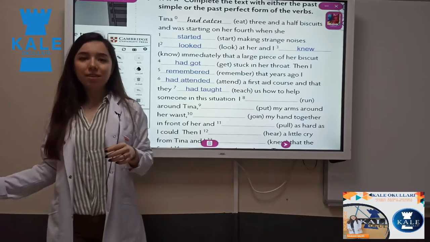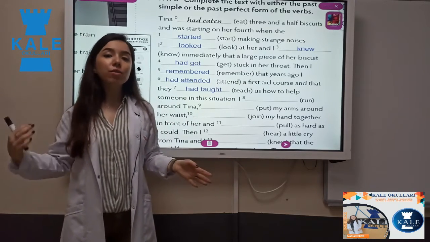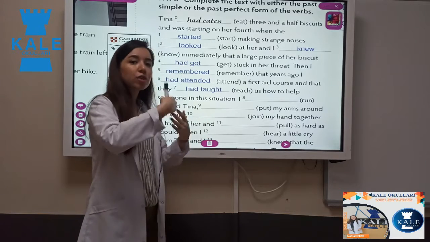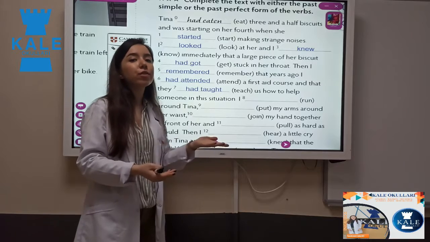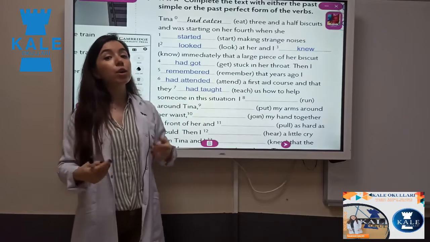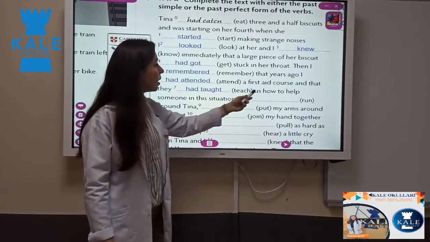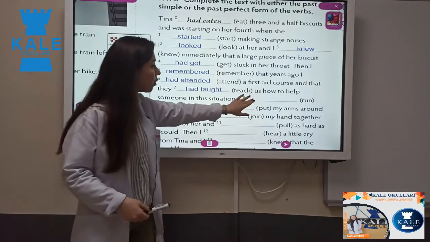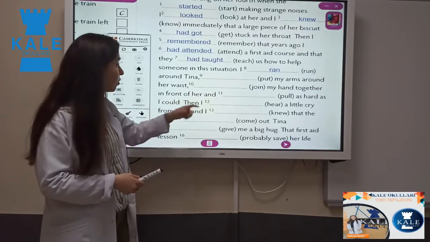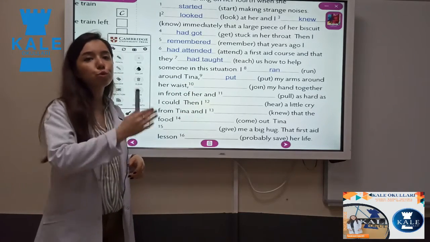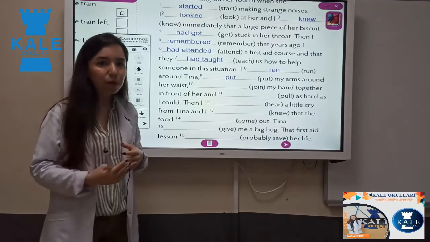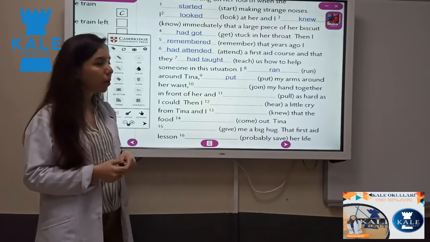Now I said I had attended this course, I had been taught this, then after that in the past, after this action I want to explain something, so after that we can use past simple. But for something before this time in the past, I can use past perfect simple. Then I had been taught how to help someone in this situation. I ran around Tina. After that, yes, past simple, I ran around Tina, put my arms. For put, the past simple and past perfect simple, the past participle form of the verb, all three of them are put.